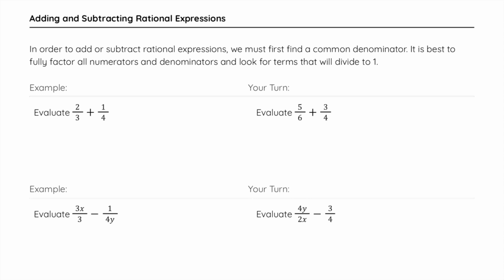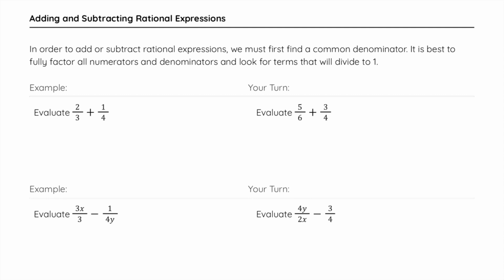So when we're adding and subtracting rational expressions, we're going to use the same approach as we would with fractions. So we need a common denominator before we can add the numerators or subtract the numerators. So I'll go through a few examples here with fractions, and then we'll get into using variables.